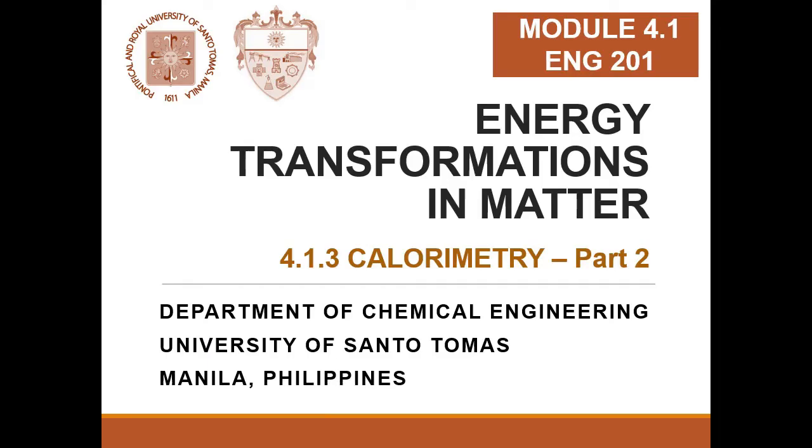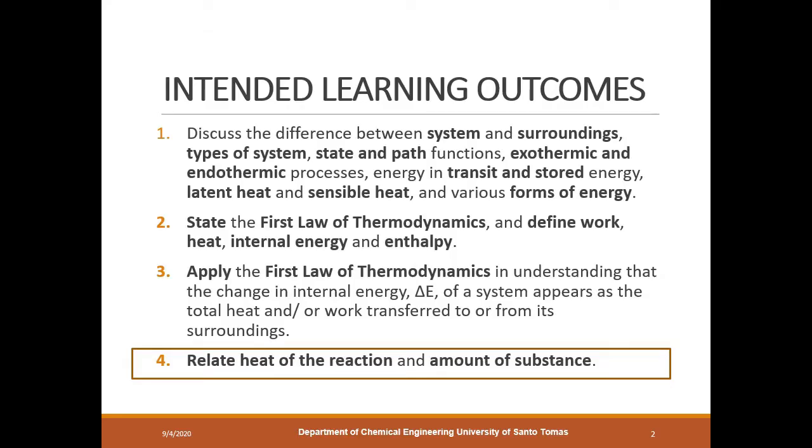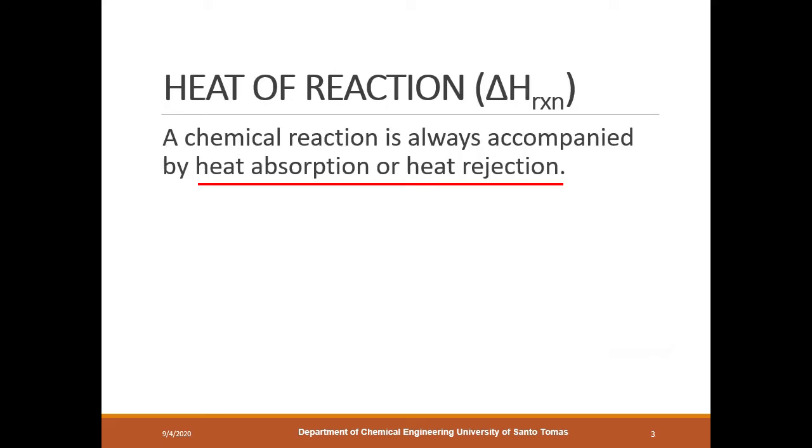Now, let's have part 2 of our module on calorimetry. This second module is most likely to attend to our intended learning outcome, which is to relate the heat of the reaction and the amount of the substance. After knowing how heat is computed through Q is equal to mc delta T and how heat is measured, we now discuss the heat of reaction, delta H rxn.